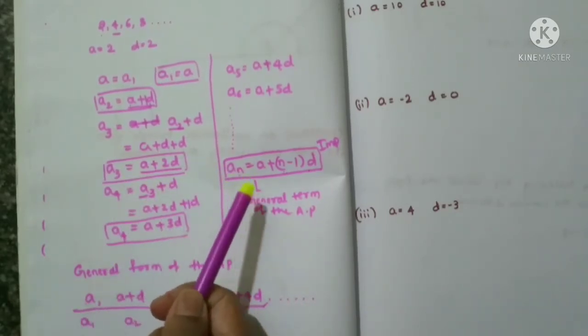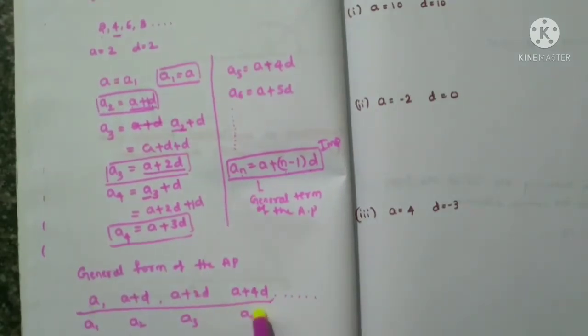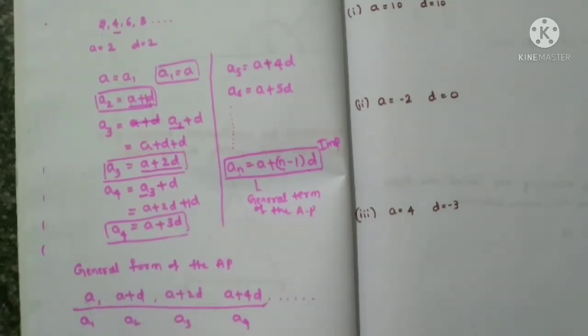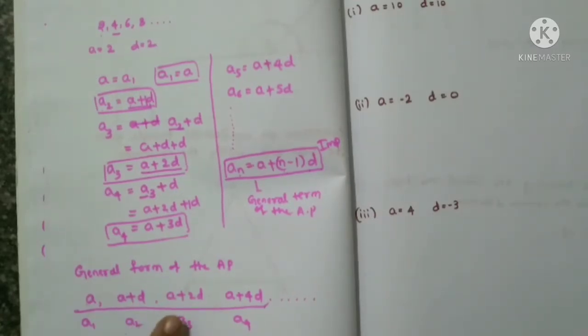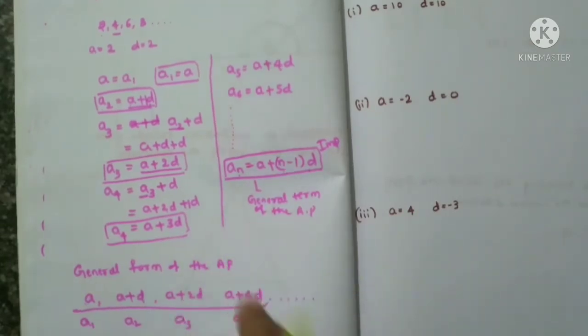So this is called the general term of the AP, and this is called the general form of the AP: a, a plus d, a plus 2d, a plus 3d. The arithmetic progression sequence will come in this form. This is called general form, this is called general term. I hope you understood.